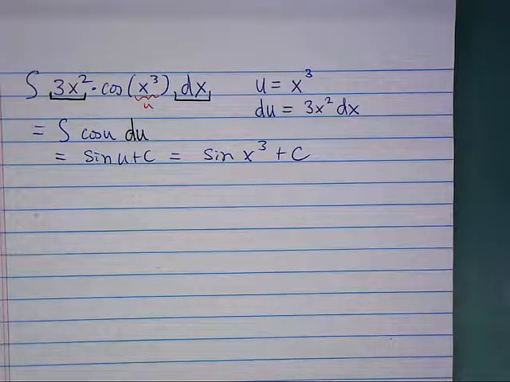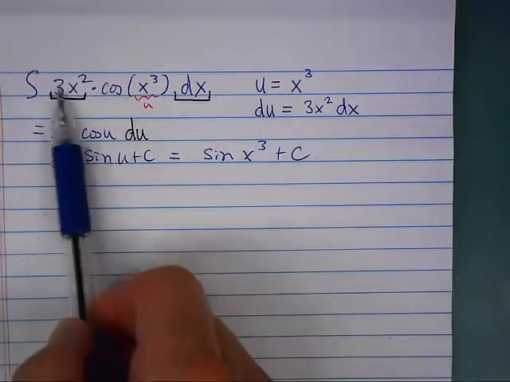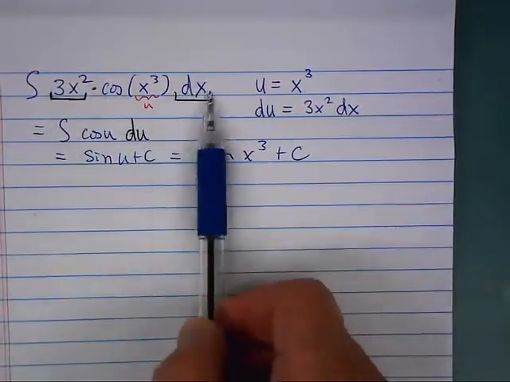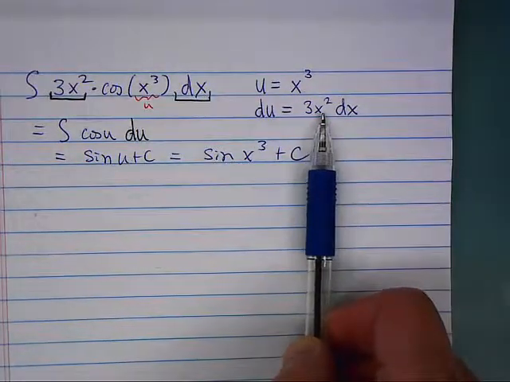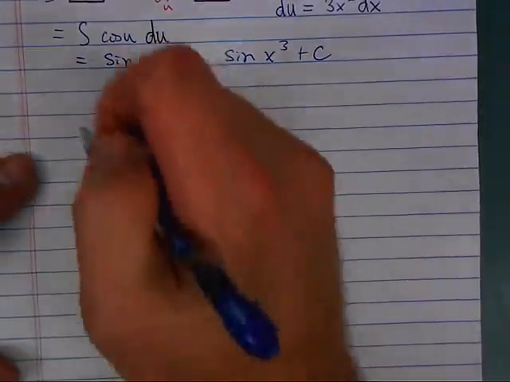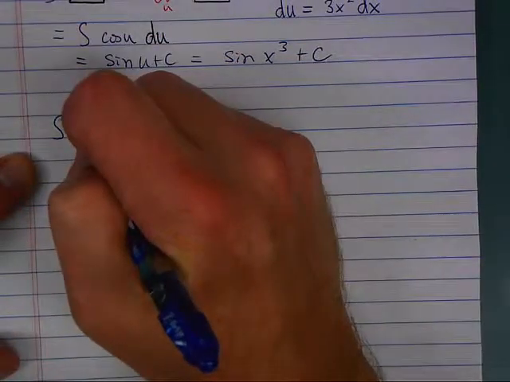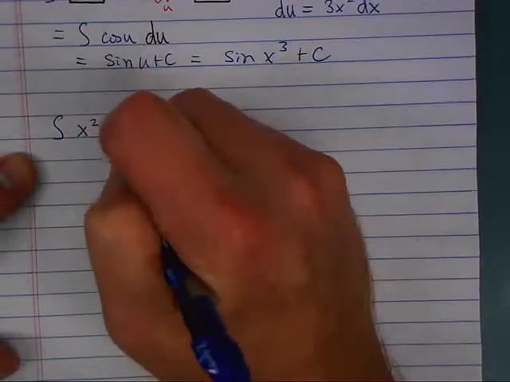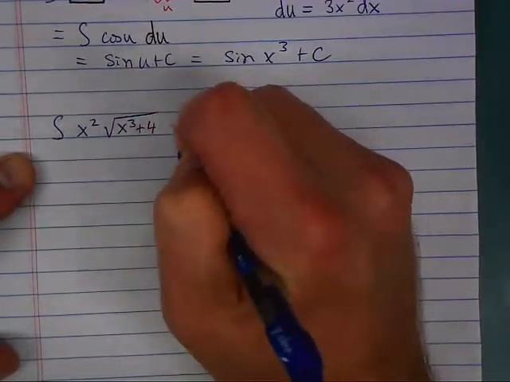All right, so far I've purposely set up these problems so that when I take du, the du part perfectly matches with what's left out here. That won't always happen. What will happen is the x's will have to match. I'll have to get an x squared dx, but the numbers won't always match. So let me show you what you do when the numbers don't match. Let's say I had the antiderivative of x squared times the square root of x cubed plus 4 dx.